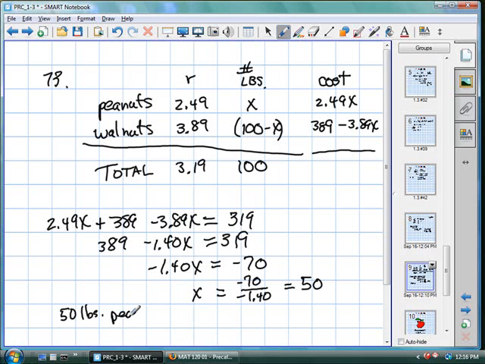So let me just write down 50 pounds peanuts, 50 pounds walnuts. And that really would give us a $3.19 amount and would have satisfied the requirements of the problem.